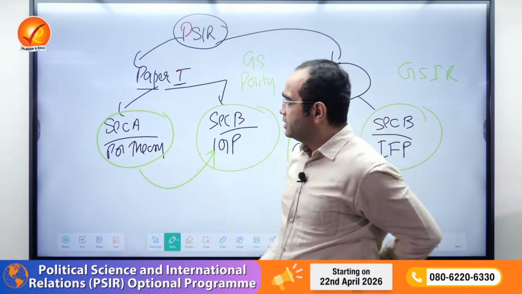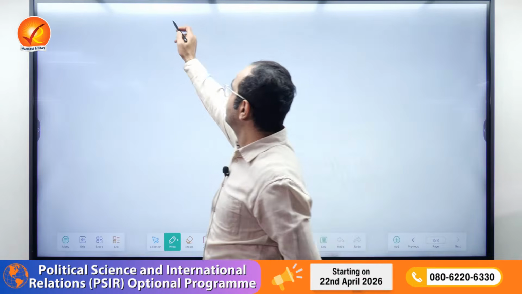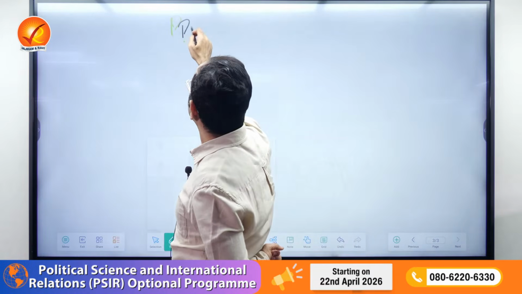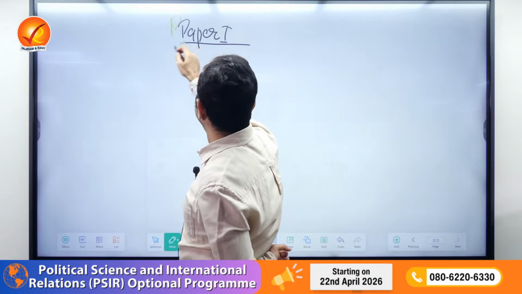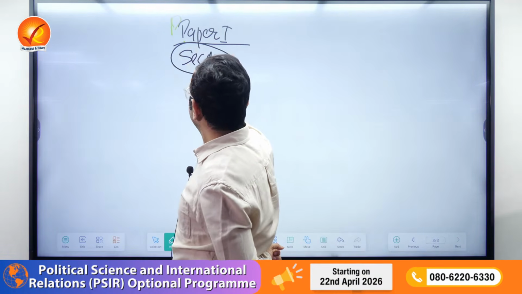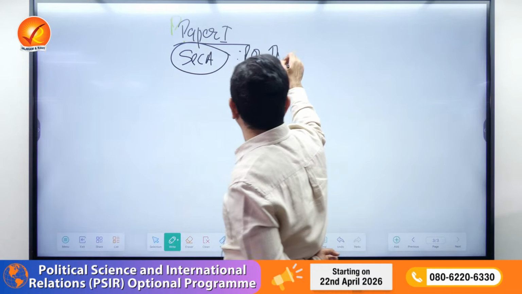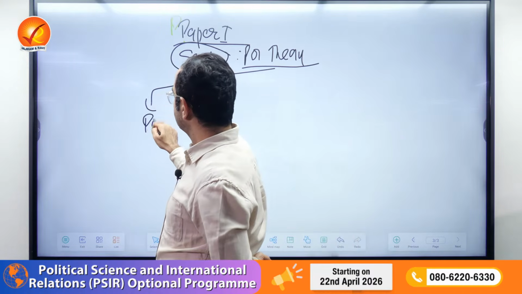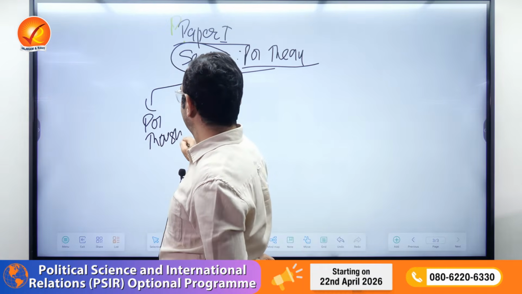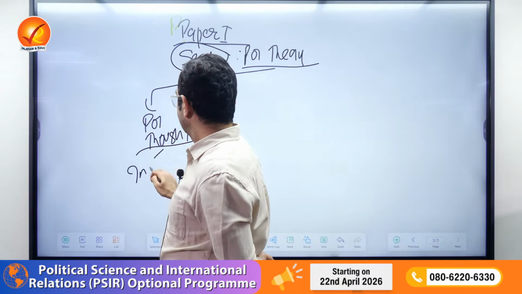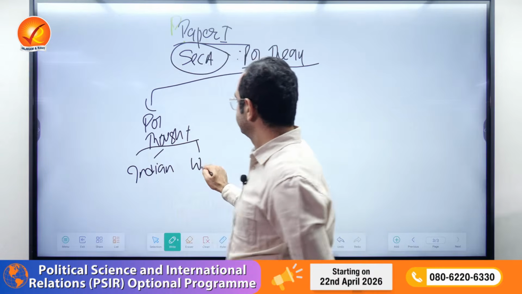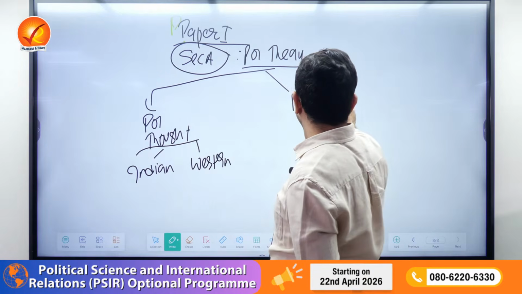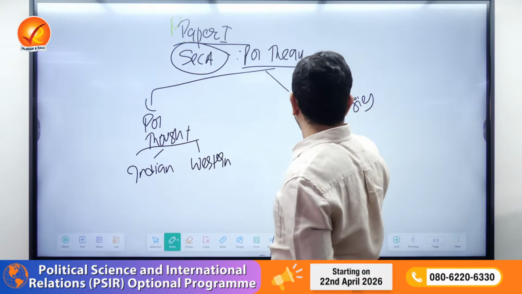Now, Paper 1, Section A. For convenience we can divide it into political thought, both Indian as well as Western, and then political ideologies and concepts.